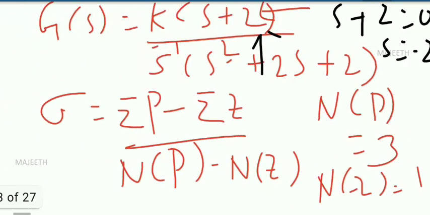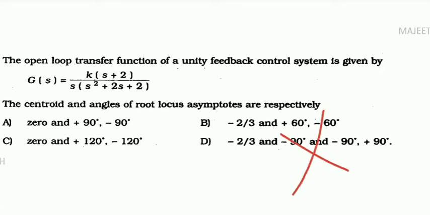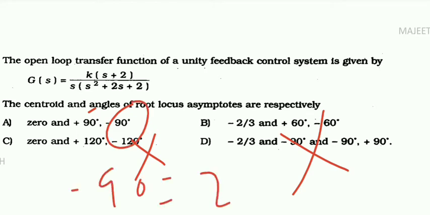Let us see the options. Centroid 0, so these two are not coming into picture. It must be either A or C, but one of them has 120, so it is not the correct answer. One angle is 90, but the other one they have given is minus 90. Minus 90 is nothing but 270 degree. So option A is the right answer.